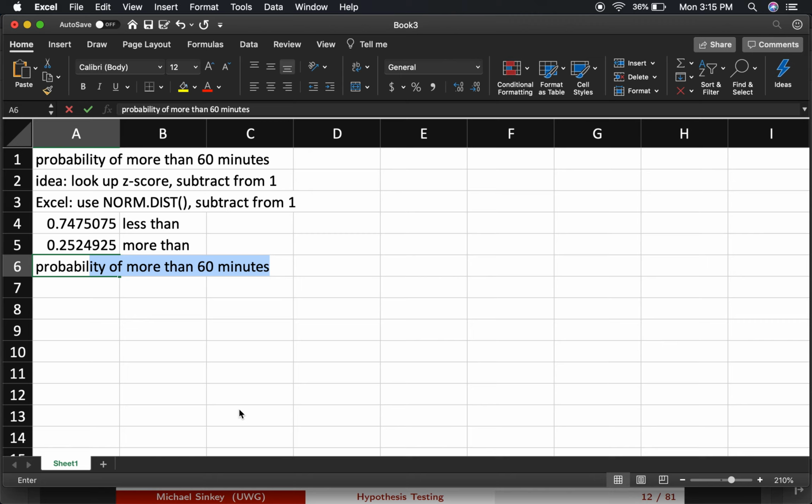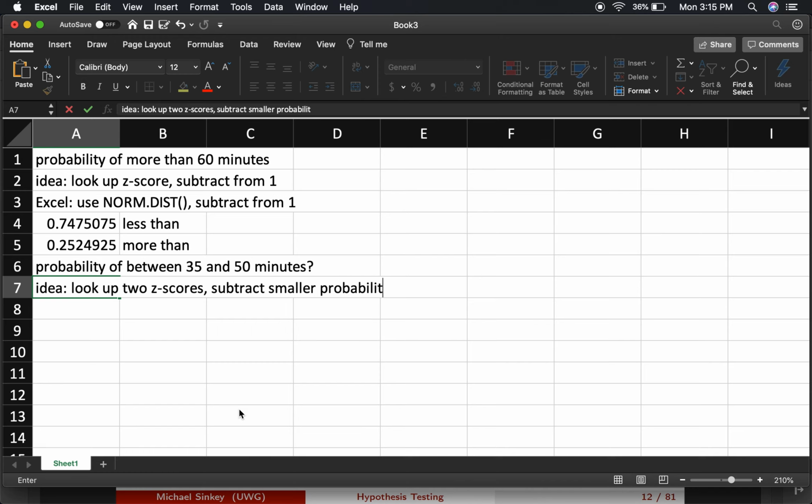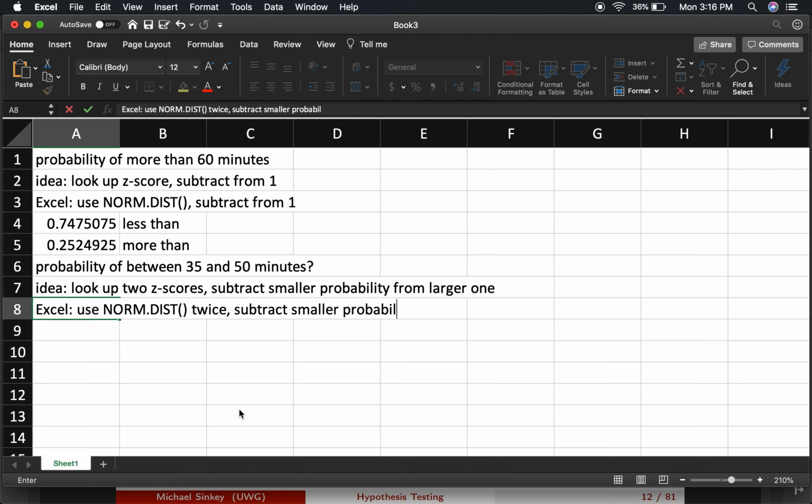What if I want to find the probability of between 35 and 50 minutes? The idea: look up two z-scores, subtract the smaller probability from the larger one. In Excel, we're going to use norm.dist twice, and we're going to subtract the smaller probability from the larger one. So the ideas are very symmetric.